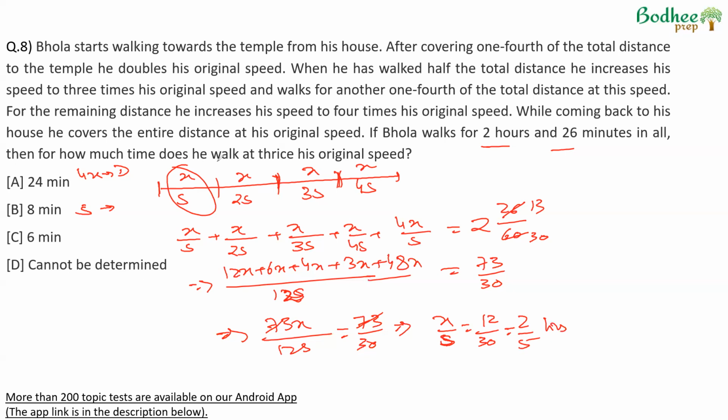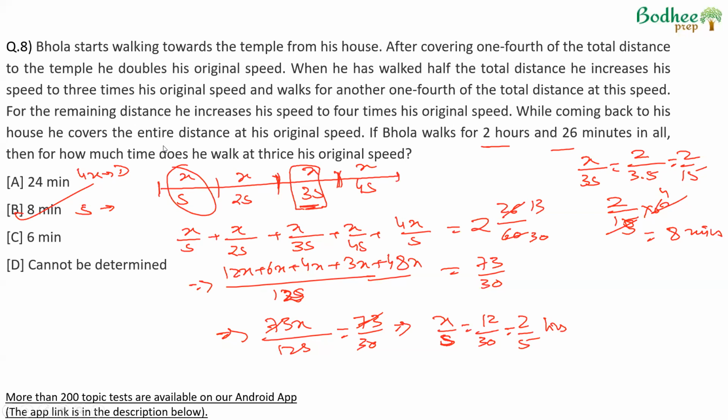So what do I have to find out? How much time does he walk at thrice his original speed? How much time does he walk at 3s of his speed? So the time for which he walks at 3s, or 3 times his speed, is x upon 3s. Distance upon speed, x by s is 2 by 5. So x upon 3s will be 2 by 3 into 5, or 2 by 15 hours. To convert it into minutes, we multiply by 60. Answer comes out to 8 minutes, which is option B.